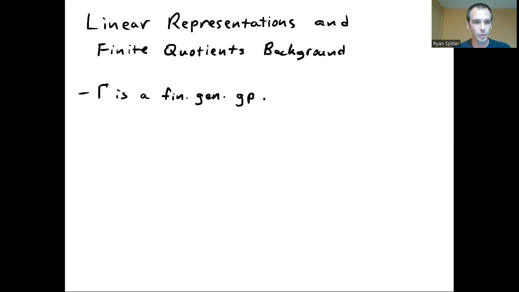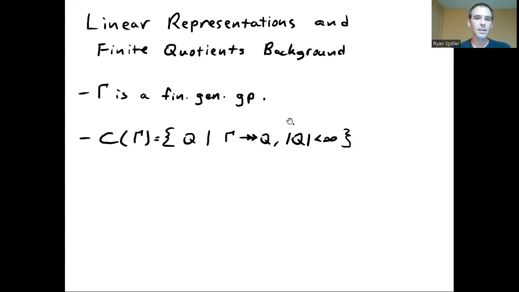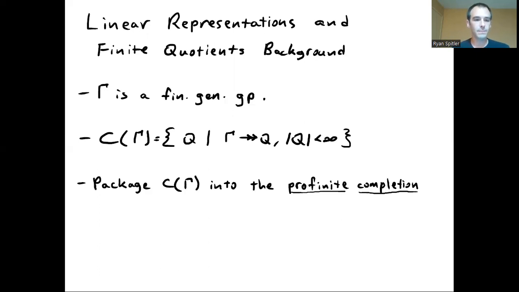So the groups that we're going to be interested in this background material and in the talk are mostly finitely generated groups. So we'll say gamma is some finitely generated group. We're interested in understanding the finite quotients of this group gamma. One way to think about this is to collect all of the finite quotient groups for gamma, and we'll denote this by C of gamma. This is the set, or maybe class, of isomorphism classes of groups Q such that gamma surjects onto Q and the cardinality of Q is finite. So this is just supposed to be the collection of all isomorphism classes of finite quotients of gamma.